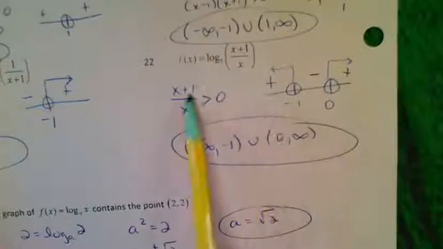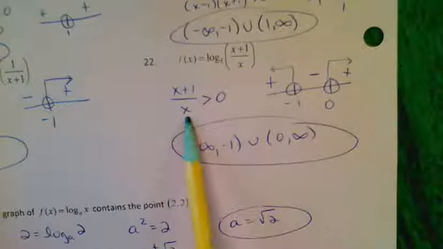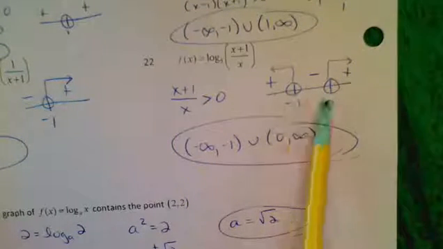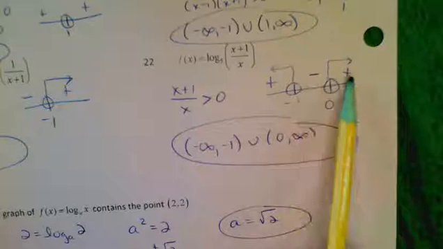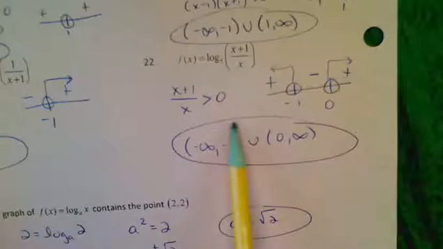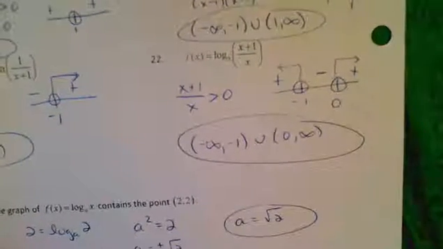This one had a couple roots. It had one at negative 1 in the numerator and one at 0 in the denominator. Circle both of those roots. Decide where it is positive and negative in between those. And I want the positives. So there was that answer.